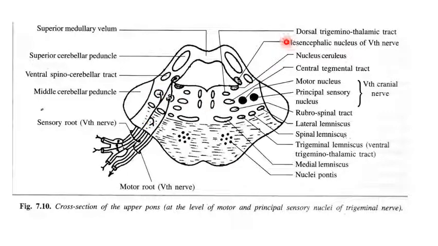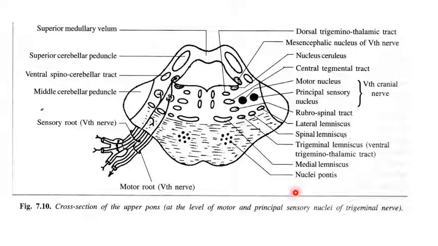Third nucleus, the mesencephalic nucleus of the trigeminal nerve. It may appear. It's not necessary that it will always be present here, but it may appear close to the floor of the fourth ventricle. The three sensory nuclei of the trigeminal nerve lie craniocaudally.